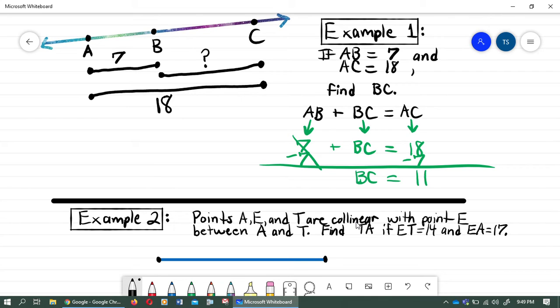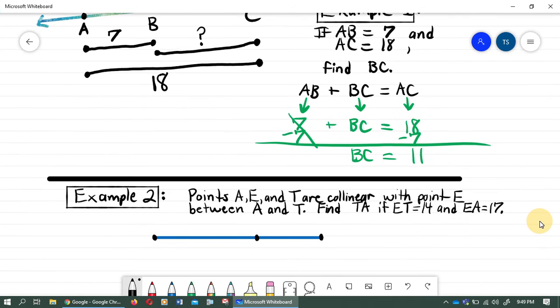Sometimes. All right. So again, you're going to have to draw your own little line segment, okay? And then you're going to have to place the points in the order that they say to place them in. Really, seriously, that's really it. Point E is between. Well, which point is between the other two?